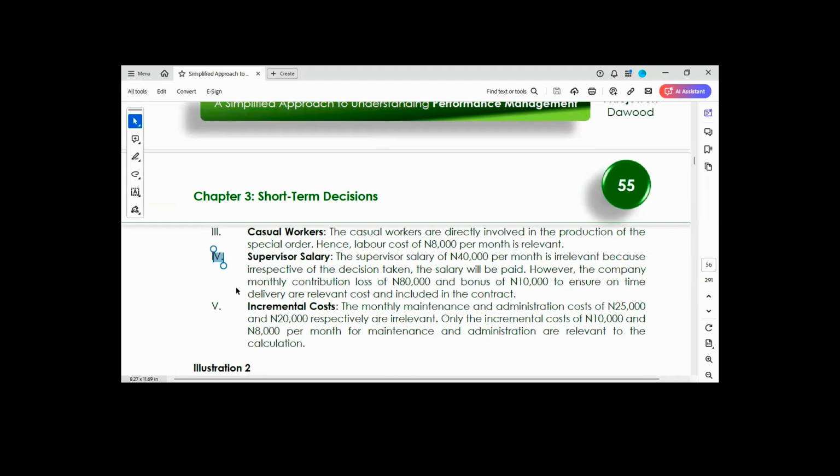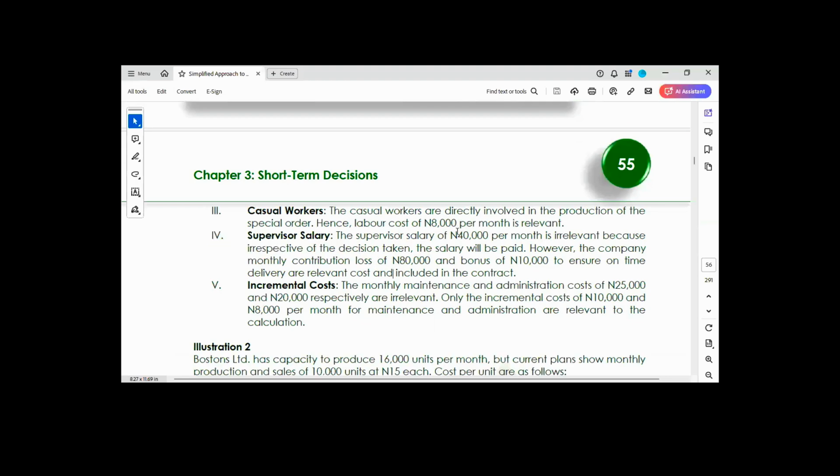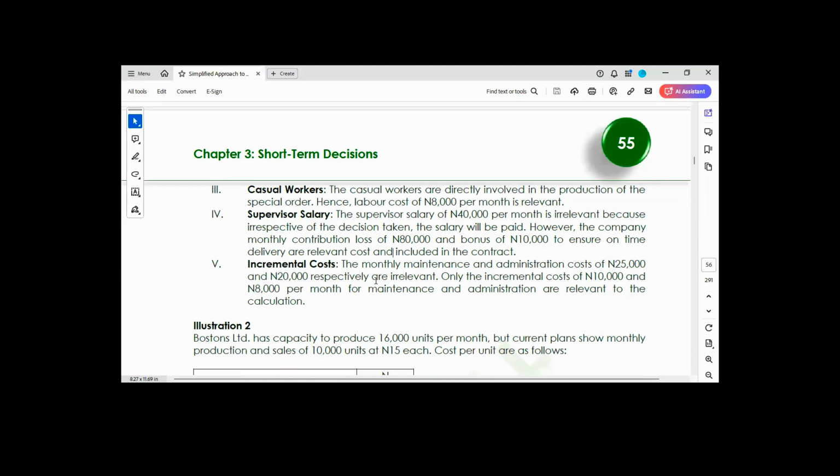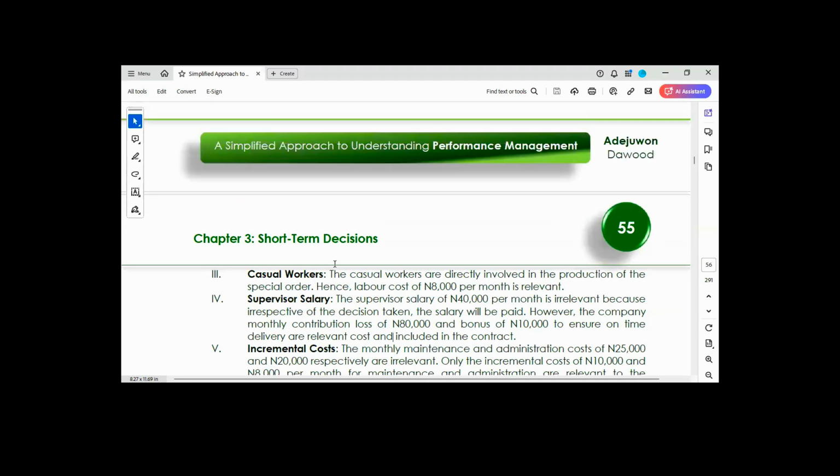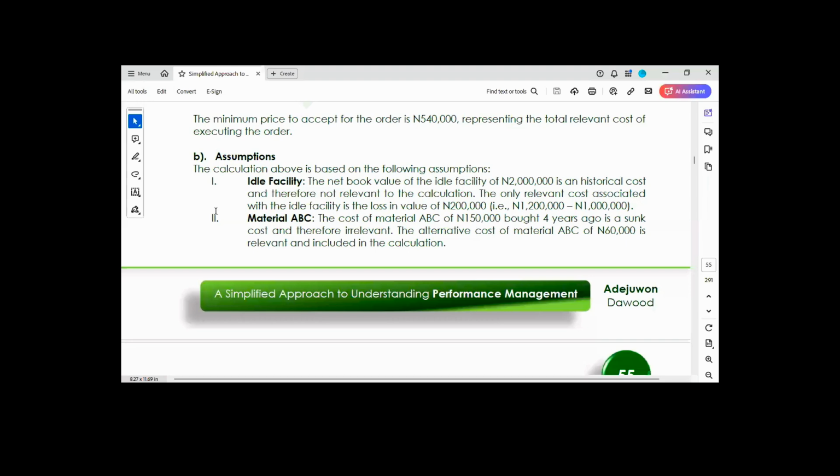Number 4, supervisor's salary. The supervisor's salary of 40,000 naira per month is irrelevant because, irrespective of the decision taken on the special order, the salary will be paid. However, the company's monthly contribution loss of 80,000 naira and the bonus of 10,000 naira to ensure on-time delivery are relevant costs and therefore included in the contract. Number 5, incremental costs. The monthly maintenance and administration costs of 25,000 naira and 20,000 naira respectively are irrelevant. Only the incremental costs of 10,000 naira and 8,000 naira per month for maintenance and administration are relevant to the calculation. So these are our assumptions to number B of the question. At this point, let's move to the next illustration.